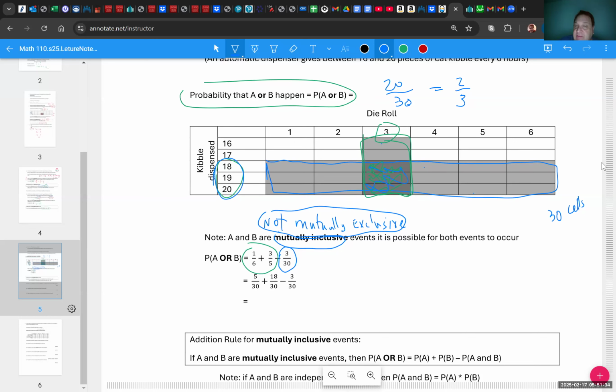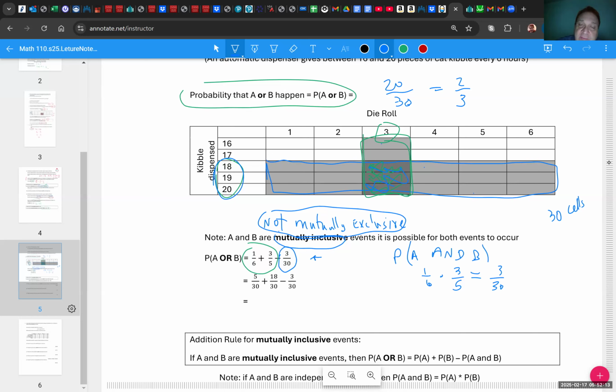So it's 1 out of 6 for the die roll. It's 3 out of 5 for the kibble dispensed, and then it's 3 out of 30 for them both happening. How do we get 3 out of 30? Well, for both happening, that's two things and happening. Both happening is and. So for and, the probability that A and B happen, we multiply the probability of event A, which is 1 out of 6, times the probability of B, which is 3 out of 5. Neither one has an effect on the other, so they're independent events. And so 3 out of 30 would be what I subtract off. So there's my 3 out of 30.